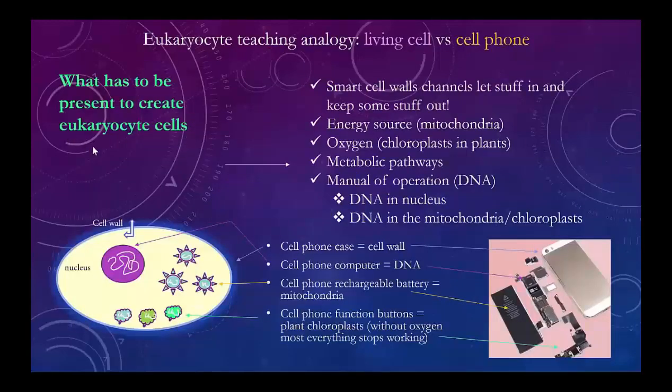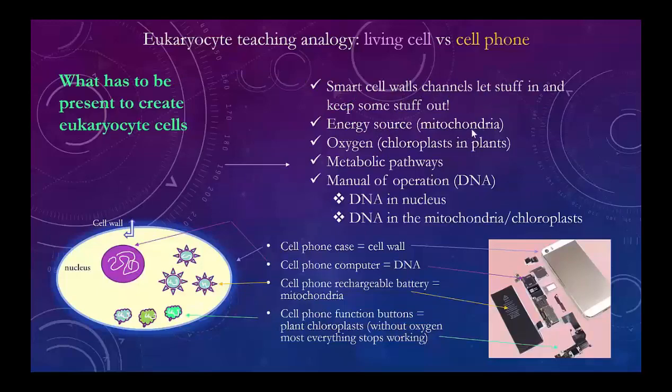The next major development in cell formation was that of the eukaryocytes. Now, we call these U, like Y-O-U-R, your eukaryocytes. So these are your cells. These are the primitive cells that ultimately will end up as human beings. Now, these single cells had to have a great deal of functions, and they included a smart cell wall channel to let stuff in and let some stuff out.